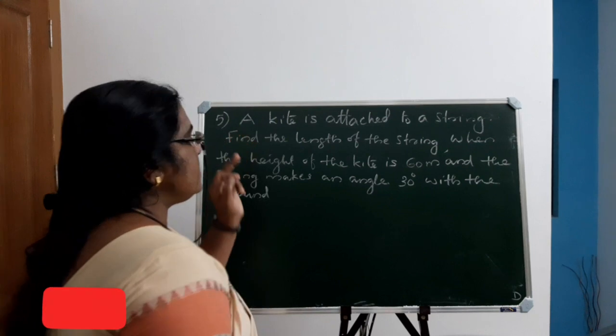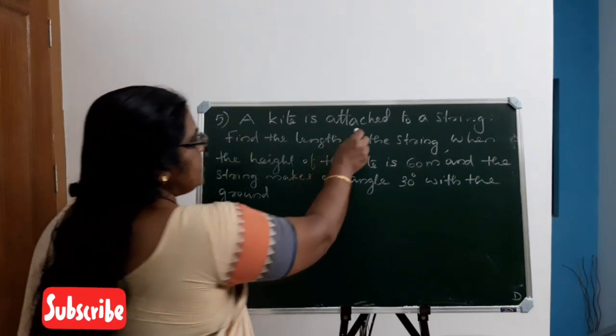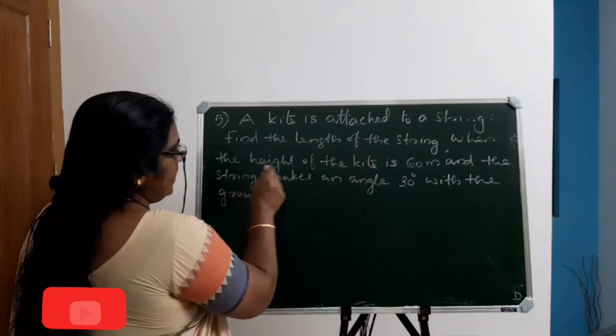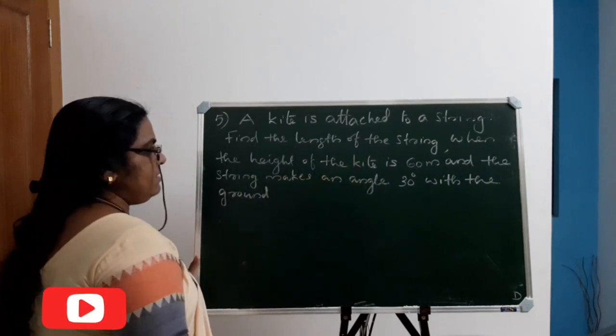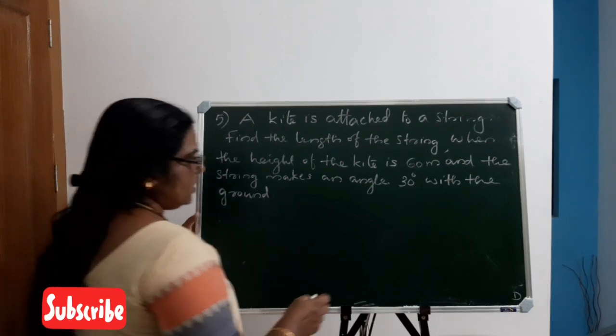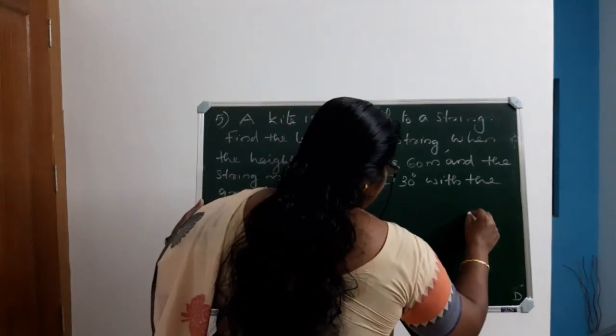So this is next question, fifth question. A kite is attached to a string. Find the length of the string when the height of the kite is 60 meter and the string makes an angle 30 degree with the ground. So we can draw the diagram.